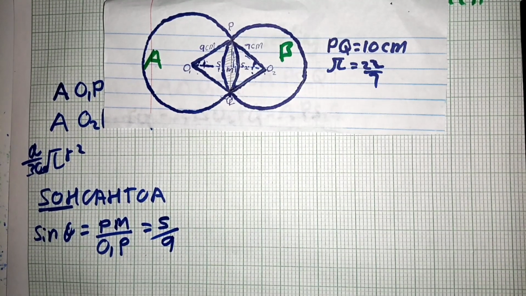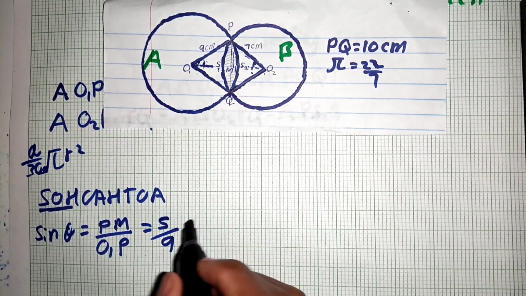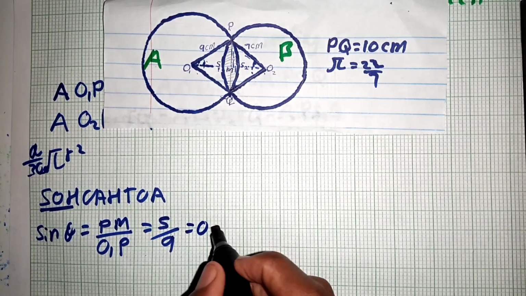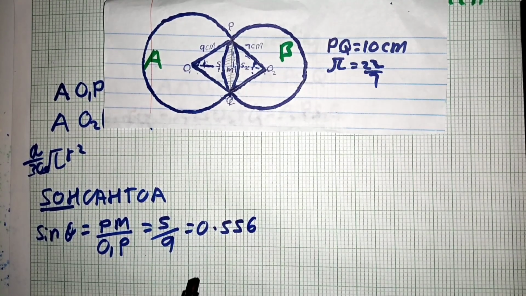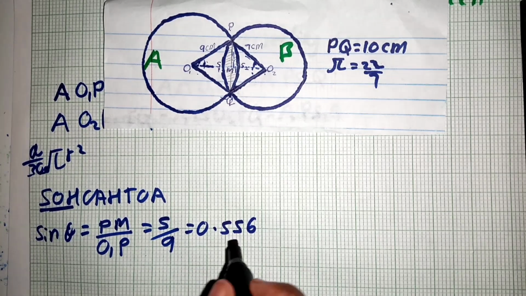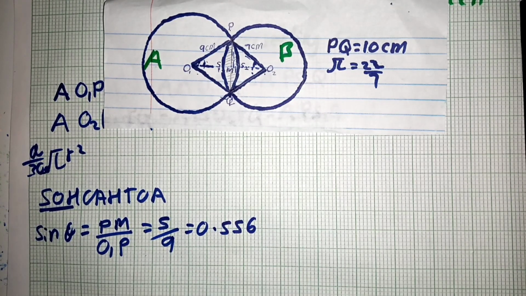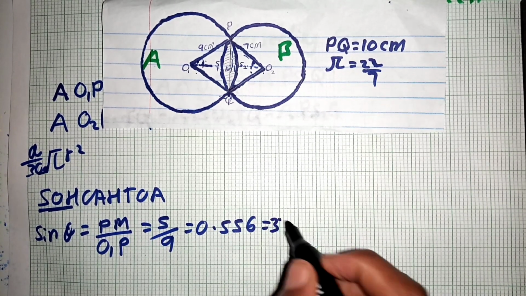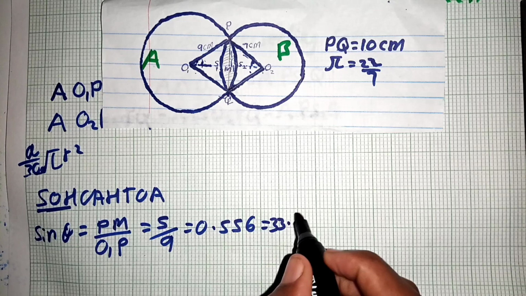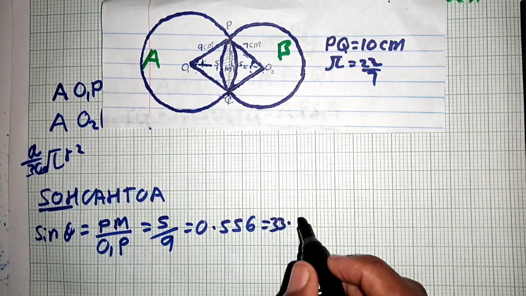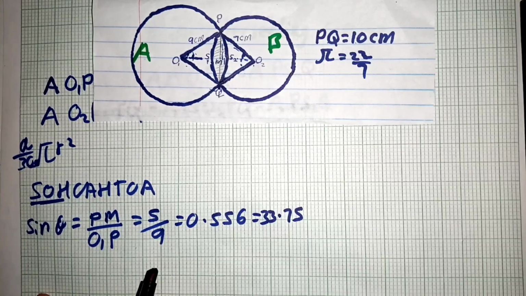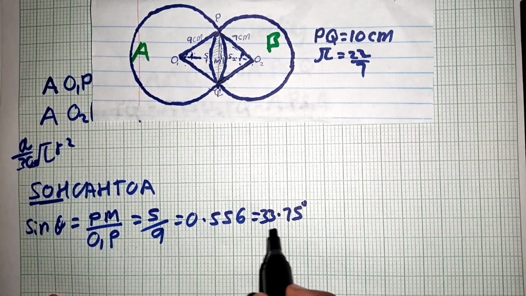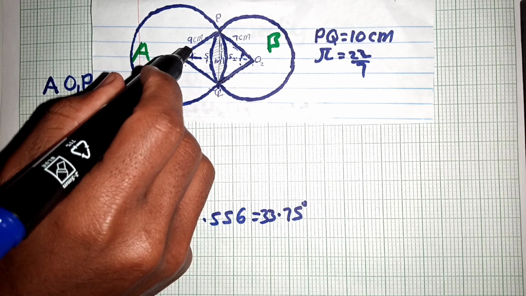What do we get when we divide 5 by 9? You get 0.556. So what is the sine inverse of this? Sine inverse of this is 33.75 degrees. This is the angle of this part here.